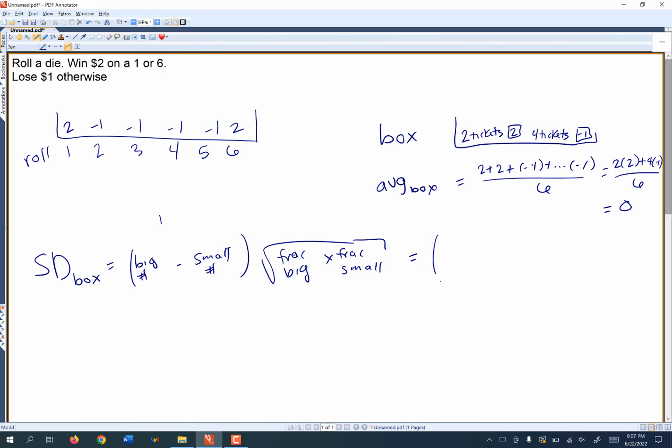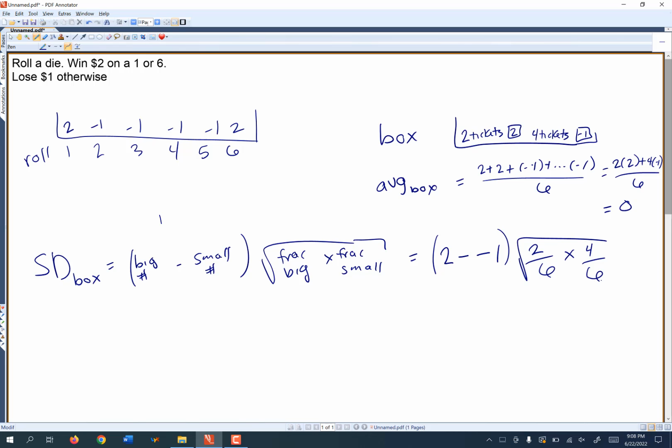So in our case, we only have 2 numbers, 2 and negative 1. So 2 is the bigger number, and then we'll minus a negative 1. Make sure you minus the negative, and that'll actually turn into a plus. Or just put it in your calculator. Your calculator can do that for you. And then times, now we need the fraction of the big. So there are 2 of the big numbers, and there are 6 total, because 2 tickets and 4 tickets, there are 6 tickets total. And then for my small number, there were 4 of the negative 1s out of a total of 6 numbers again. So put this in your calculator.